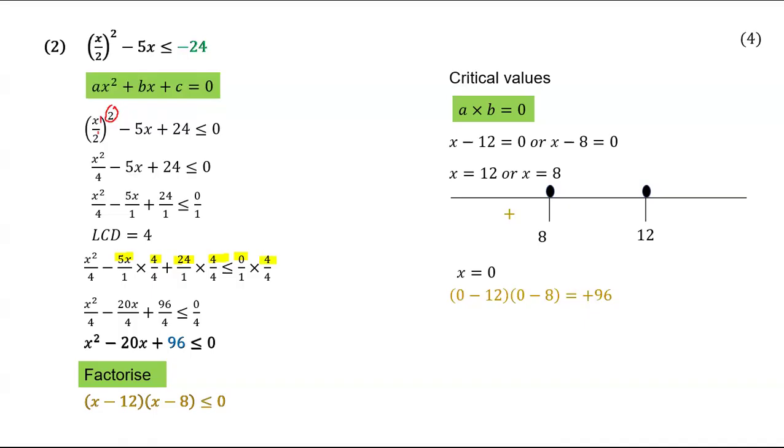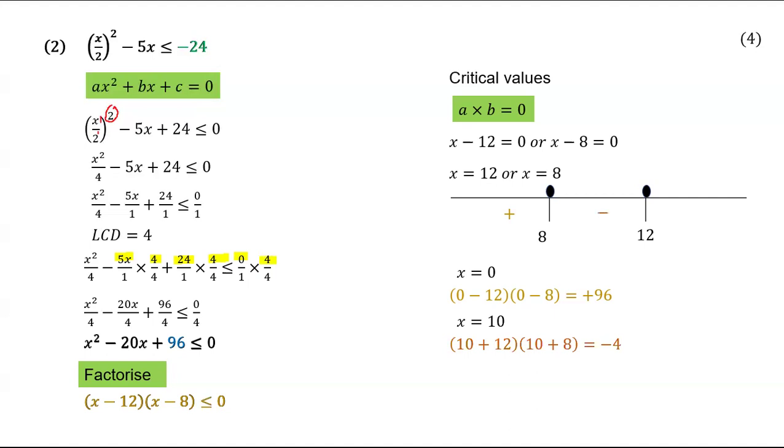Now, do the same thing. Test values between 8 and 12, so values that are greater than 8 but less than 12. Choose any value and substitute it into the factorized equation. For the x value between 8 and 12, I chose 10. When I substitute it into x, I get negative 4. It's not about that 4, it's about the negative. So I know that any x value between 8 and 12 will give me a negative solution.